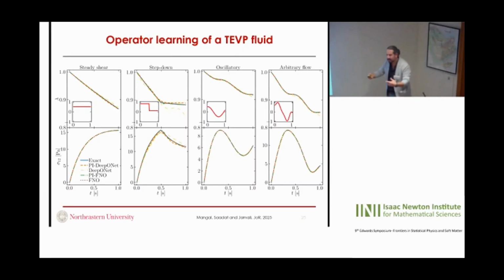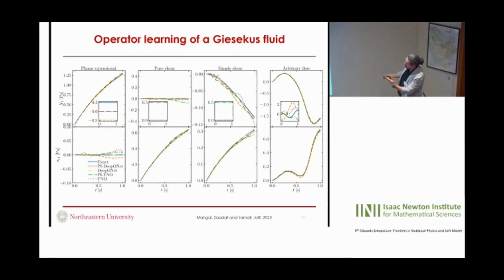And again, the idea is that you've seen enough mapping previously that you don't really need to explicitly see a given flow protocol. You've learned every physics there is. With the Giesekus fluid, with pure extension, pure shear, simple shear, and again, arbitrary flow, on top you're looking at the first normal stress difference. On bottom, you're looking at shear stress. Again, the same thing. You're consistently making good predictions.